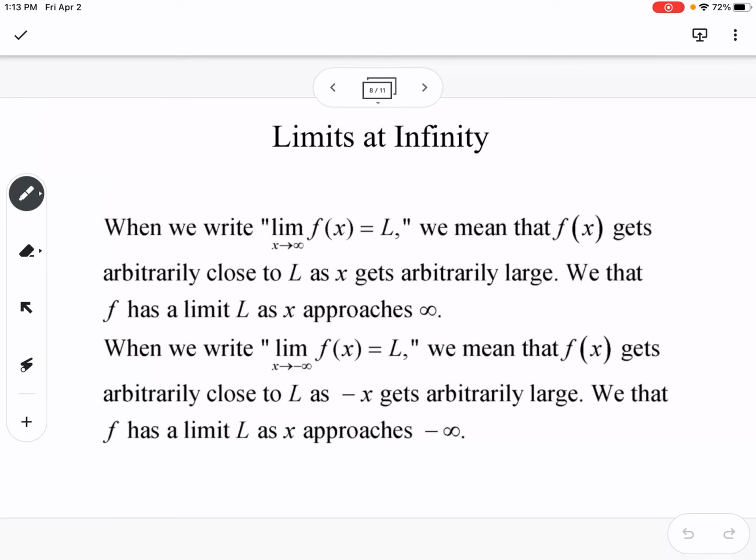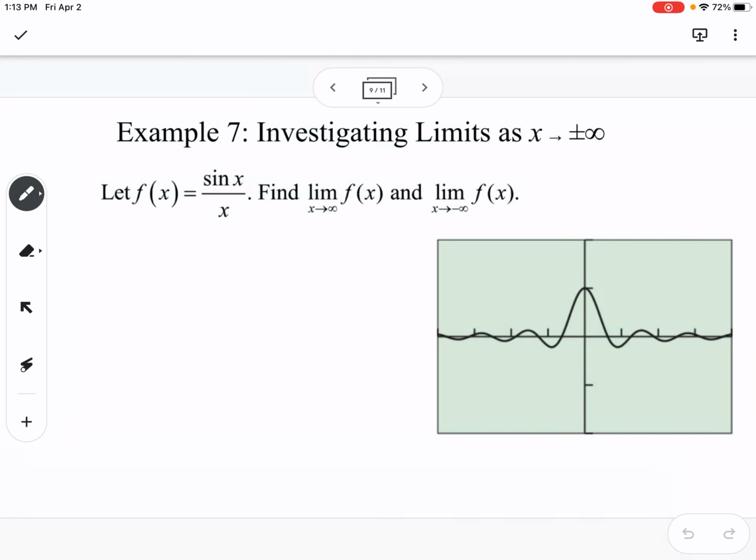Okay, so limits at infinity. We can also evaluate the limit as x approaches infinity or x approaches negative infinity. So we're going to look at an example of that. If f of x equals sine of x over x, we're going to find the limit as x approaches infinity and as x approaches negative infinity.